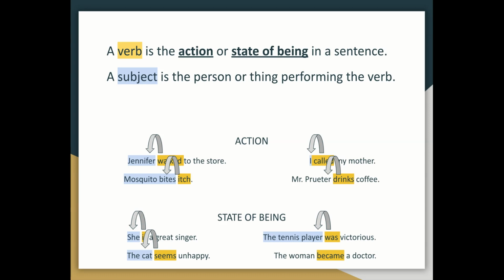Who was in a state of becoming a doctor? Who became a doctor? Boop. The woman. We can often look right in front of our verb. So that's why I want us to find our verbs first. If we can find the verb first, then we can look right in front of it to find that subject.